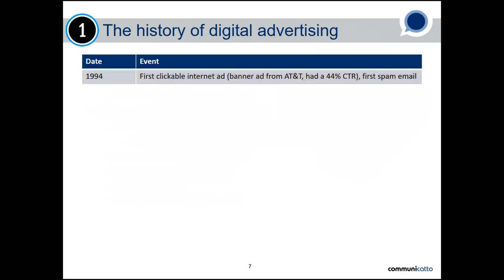So let's talk a little bit about the history of digital advertising. Don't worry, this will be quick. Basically, it all started back in 1994. The first clickable internet banner ad appeared from AT&T. We also had the first spam email back in 1994, which is kind of interesting. Already in 1995, the notion of targeting came to be in digital advertising. So not just putting up billboards everywhere. It's more, hey, let's try to put a targeted message towards people that are more likely to find it interesting.